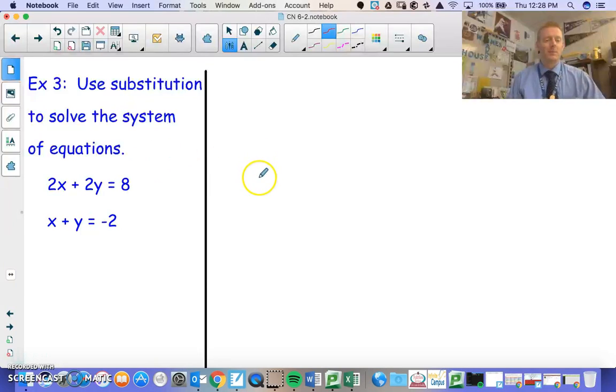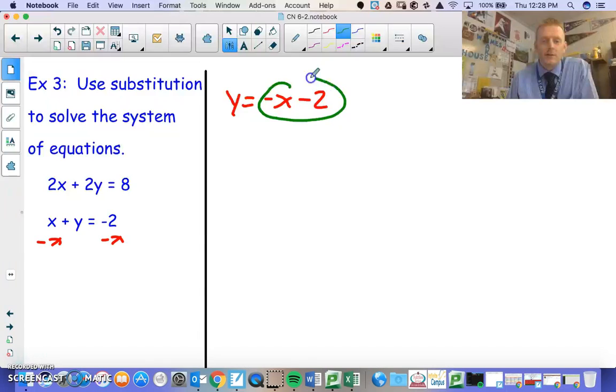All right, on this problem, same idea. We're going to get x or y by itself. I'm going to choose to bring the x over because I sometimes like having a y by itself. It looks more fun that way. So I'm going to go minus x, minus x. So we're going to be left with y is equal to negative x minus 2. And I'm going to substitute this negative x minus 2 into the y. So that's going to go right over here.